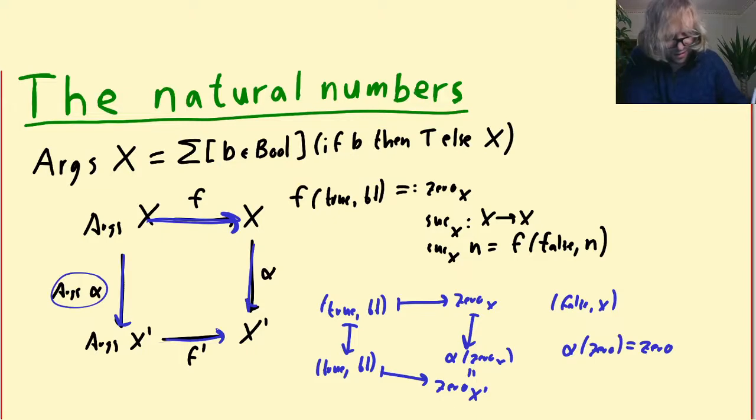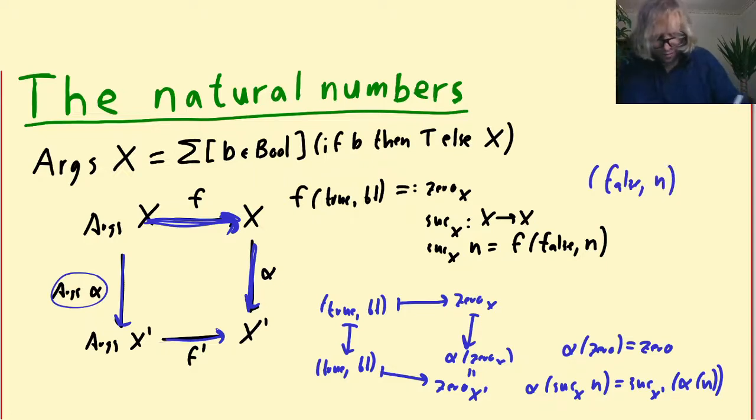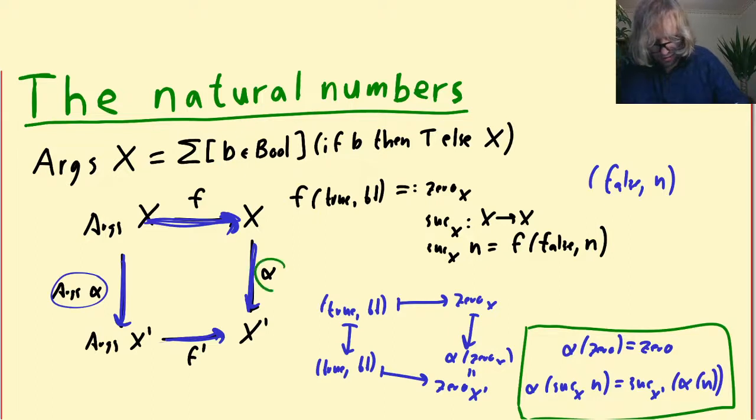That's what that says. And similarly, if I start with a successor, then I'm going to get that alpha of the successor in x of n is going to be the successor in x prime of alpha of n, which you can see by just chasing false and x, or false and n through this diagram, in two ways. So what we see is that a morphism of algebras is exactly an alpha between the underlying objects that is preserving all the structures. It's preserving the 0 and it's preserving the successor, right? So this is quite a natural notion of morphism between algebras.